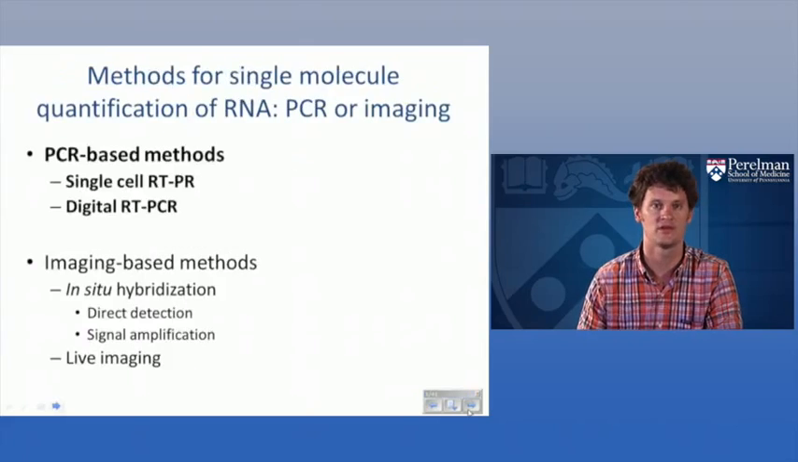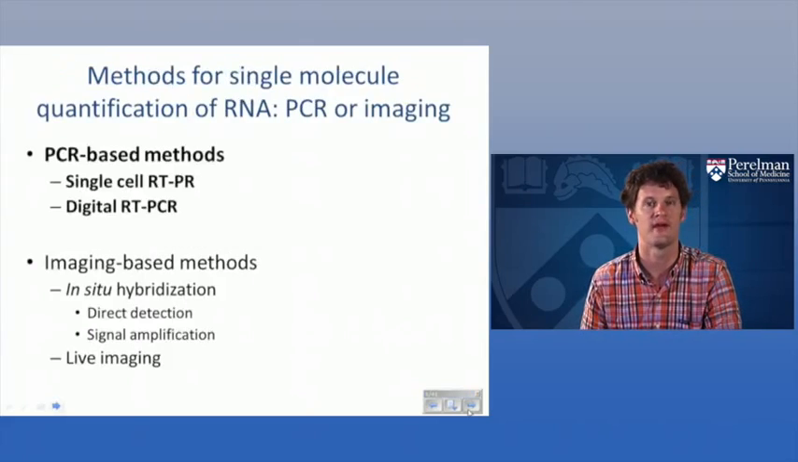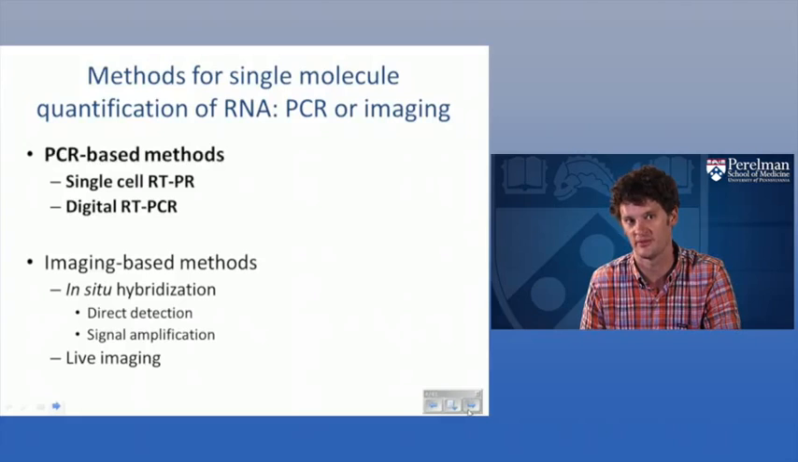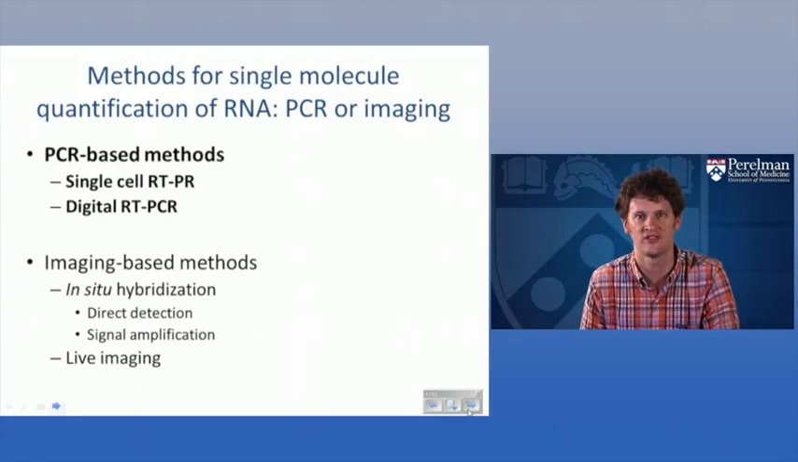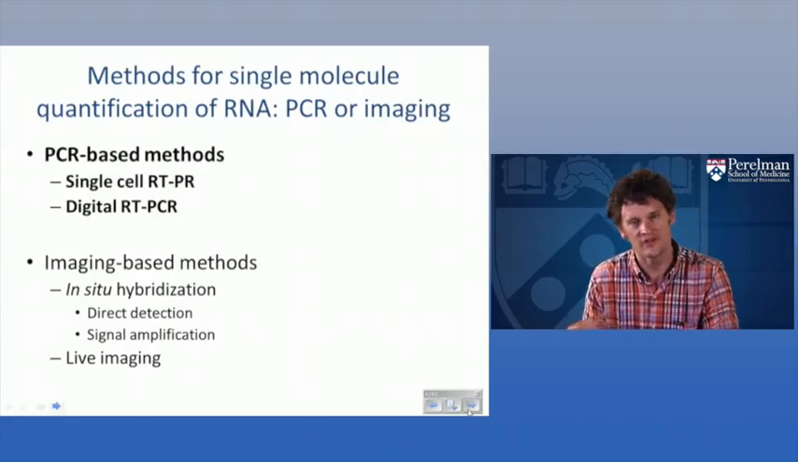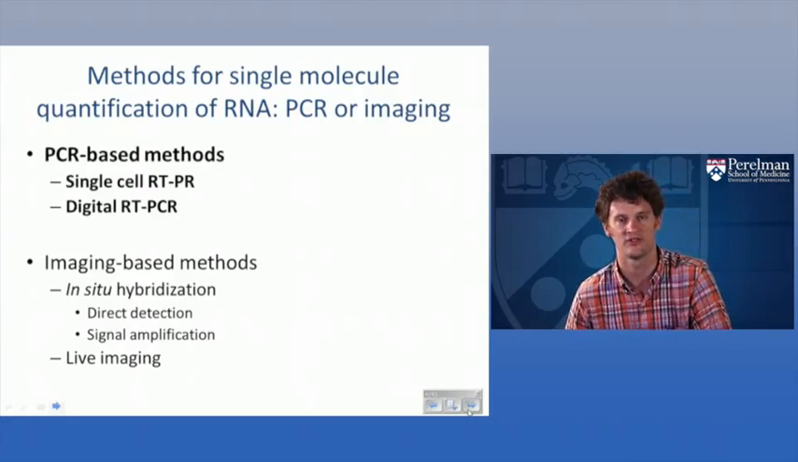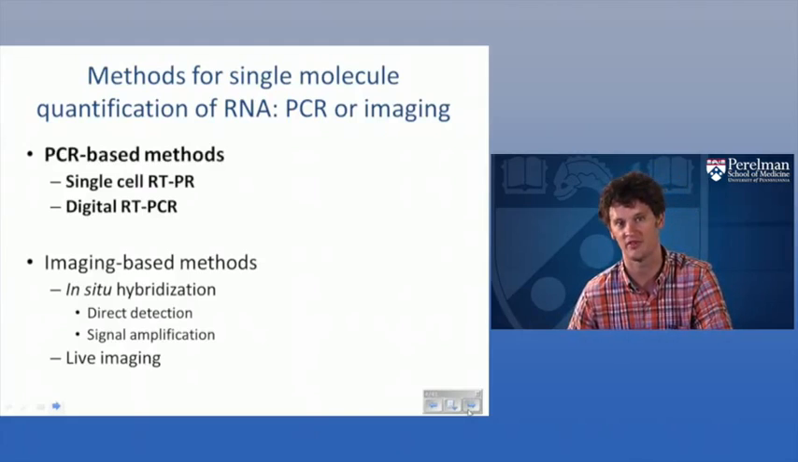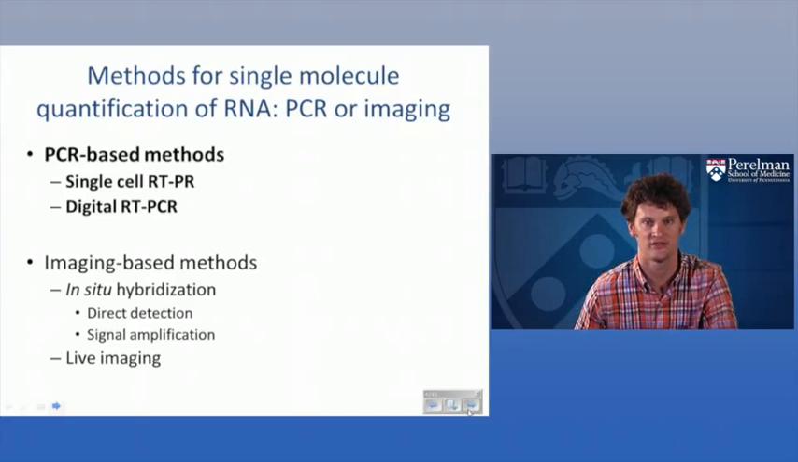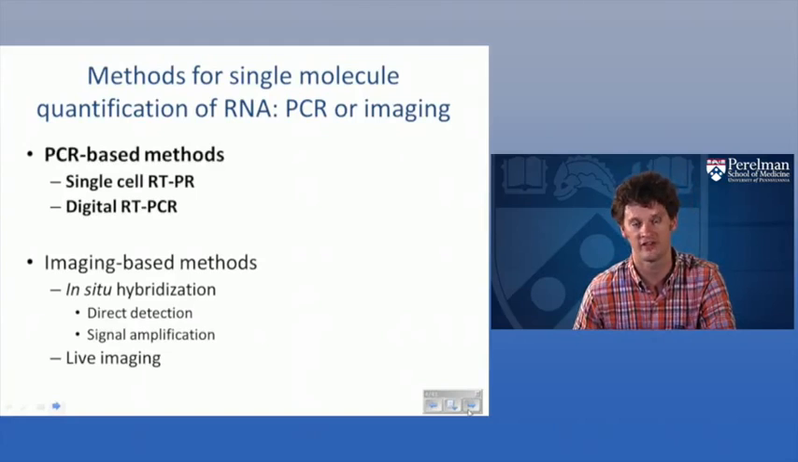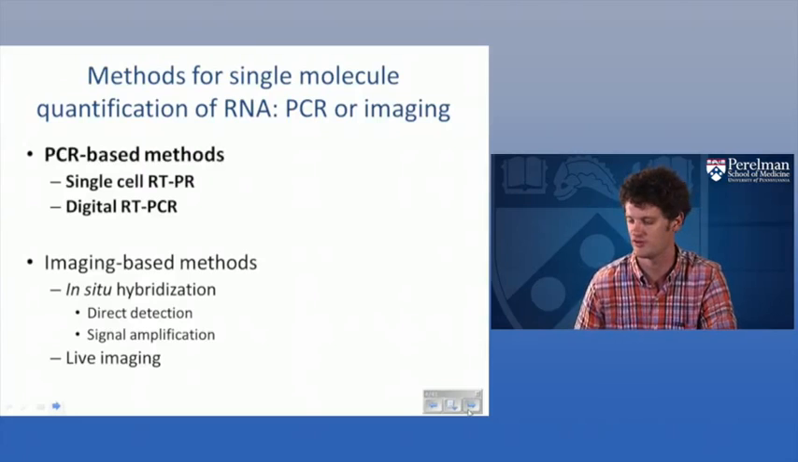So what are the methods for single molecule quantification? We're going to talk first about some of the PCR-based methods. There's single cell RT-PCR, which is not strictly speaking a single molecule method, and we'll extend that to digital RT-PCR, which is both a single cell method and really can be thought of as a single molecule method. And then we'll move beyond those to some of the imaging-based methods, in particular both the fixed imaging by in situ hybridization type approaches and live imaging, where you have engineered transgenes.